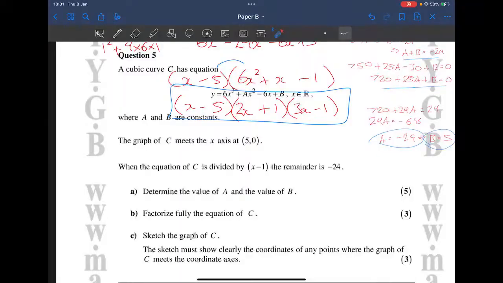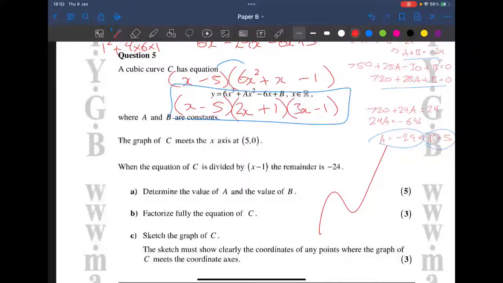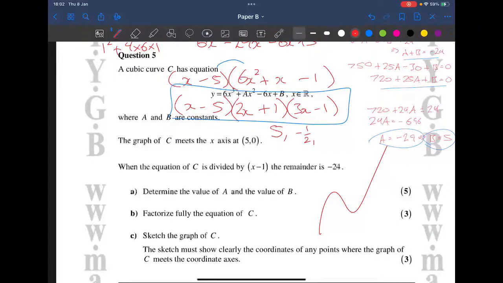Part C of this question then is just to sketch it. Show everywhere it crosses the graph and all the axes and stuff. I think for sketching, it's probably easier to just do that and then fill in the gaps that we have. So firstly, what roots do we actually get from here? We get 5, minus a half and positive a third. So I will just reorder them. Let's bring the 5 to this side so they're in ascending order. So it's a little bit easier to draw them in.